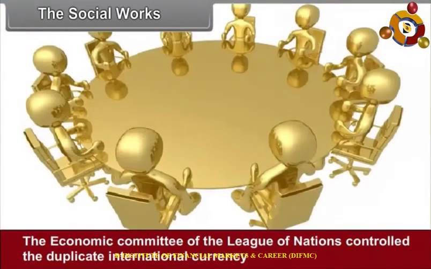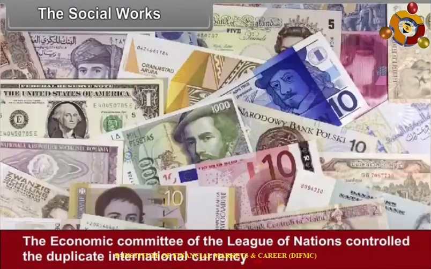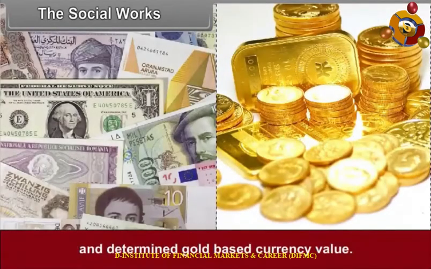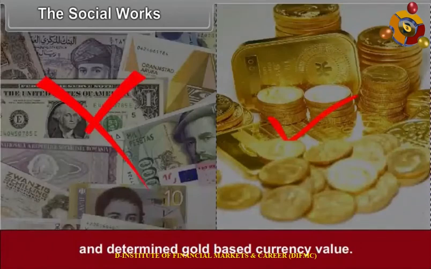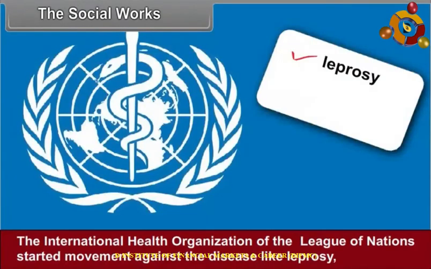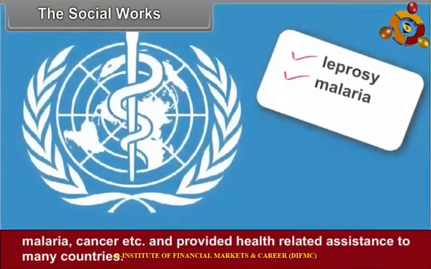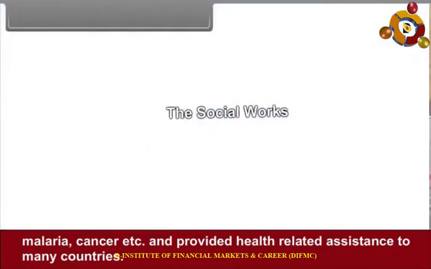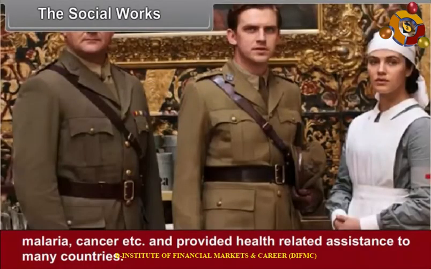The Economic Committee of the League of Nations controlled the duplicate international currency and determined gold-based currency value. The International Health Organization of the League of Nations started a movement against diseases like leprosy, malaria, cancer, etc., and provided health-related assistance to many countries.